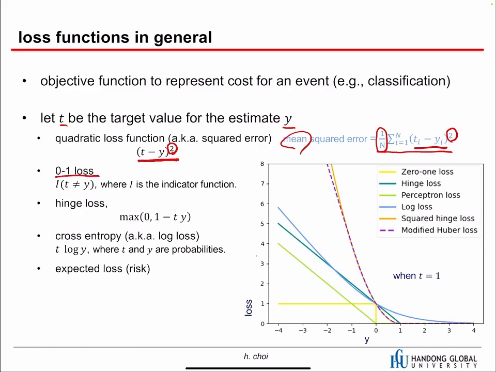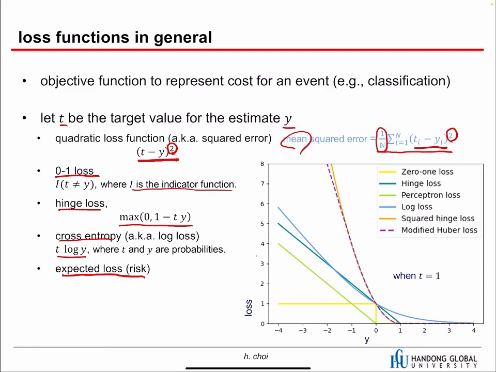The 0-1 loss means when the class is correct, then it is 0, otherwise it is 1. So it's just a simple indicator function. And the hinge loss is defined by this one. And cross entropy is really popular for classification, so we're going to talk about this one in detail later. And we just talked about expected loss.